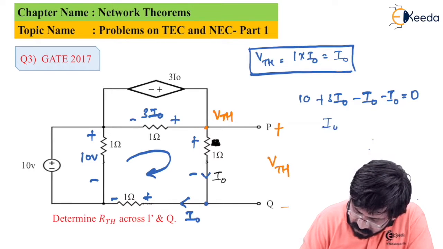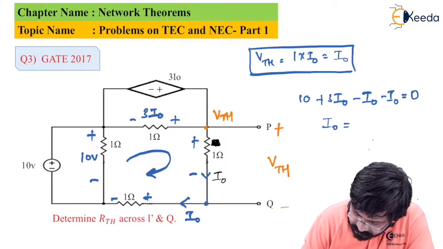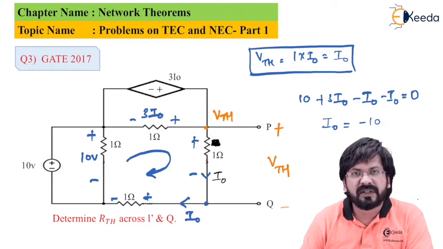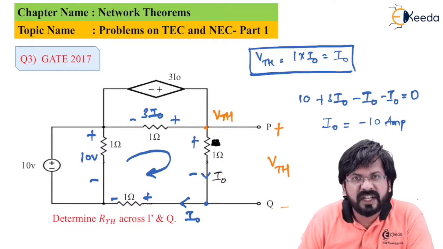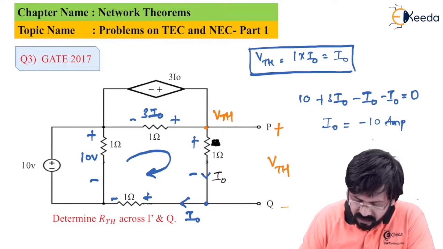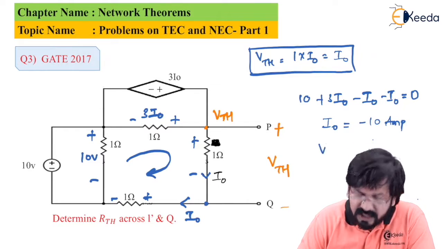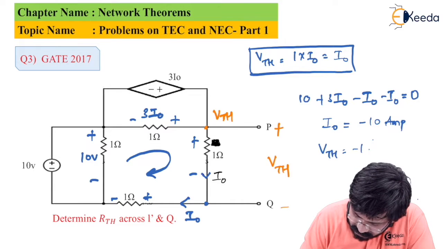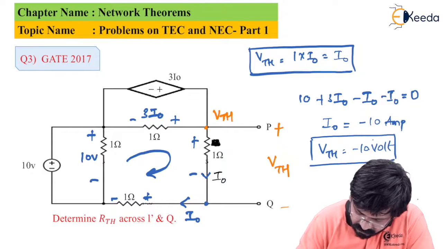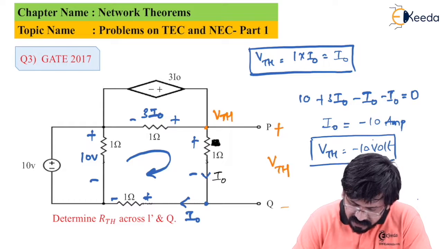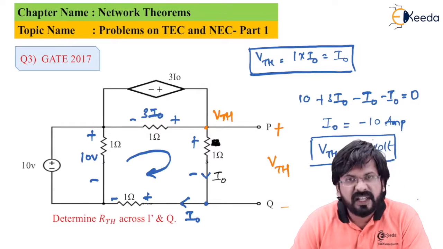After solving this, you will get I0 equal to minus 10. So what is the value of I0? It is minus 10 ampere. We already established a relation between VTH and I0. We saw that VTH is I0 itself. So now I can say that VTH is also minus 10 volt. So on this slide we have seen how to get VTH. In the next slide we will see how to get the value of ISC.